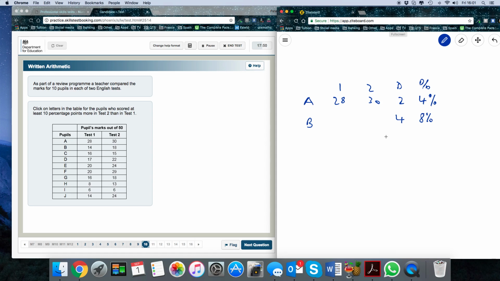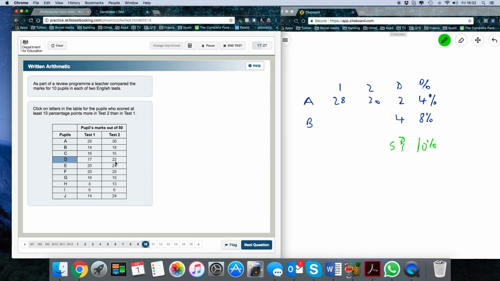Now, what does the question want? It wants at least 10 percentage points. Well, if you look on the screen, on the right hand side, to get a 10, what number would I need here? It would need to be 5. So I go through and I look for students that scored 5 more. Well, A didn't, B didn't, C didn't, D did. D got exactly 5 more. E is only 4, so I don't click it. F is a clear winner, 9 marks different, that's 18%. G, no. H is exactly 5. I got the same. J, easy. 10 marks, 20%. So you're just looking for a difference of 5.